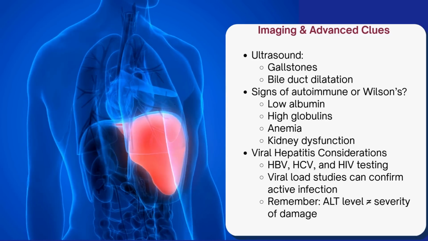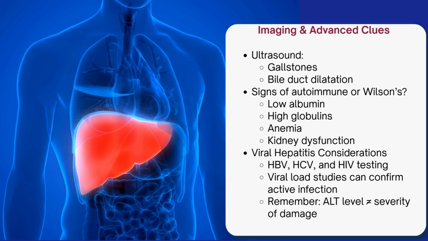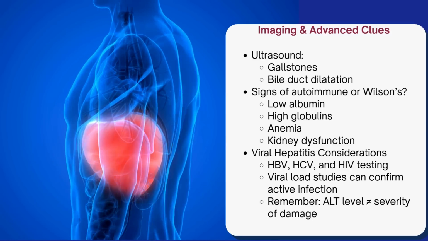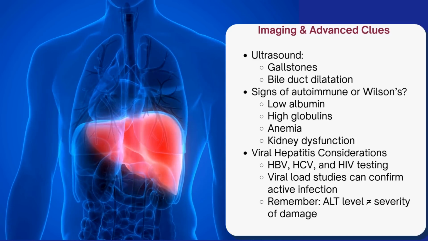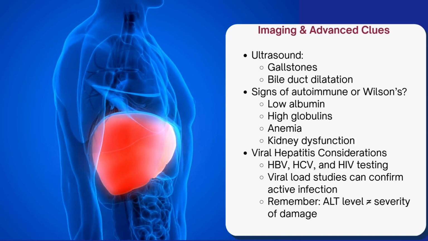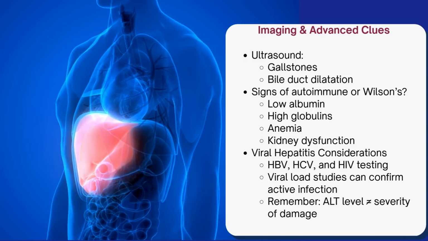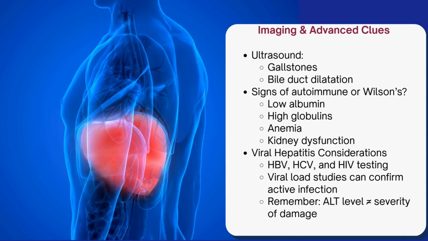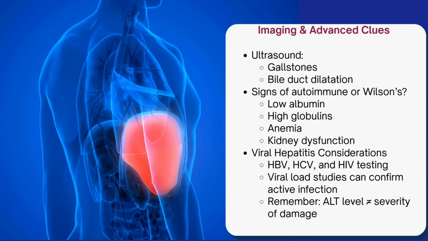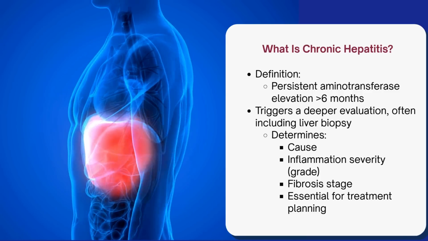If other signs like low albumin, high globulins, anemia, or kidney failure are present, we investigate for autoimmune hepatitis or Wilson disease. And when viral hepatitis is on the table, HBV, HCV, and even HIV testing is important, including viral load testing. Keep in mind, high ALT means inflammation, but the degree of elevation doesn't always tell us how bad the damage is.